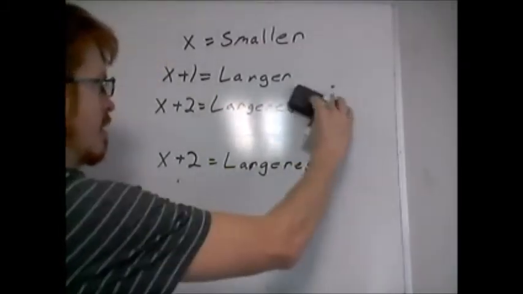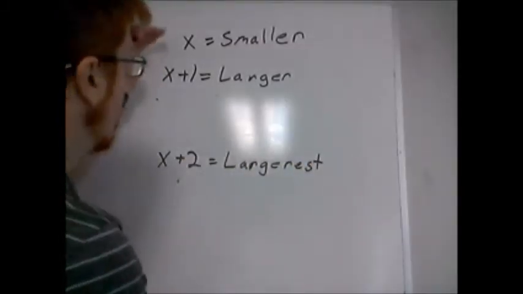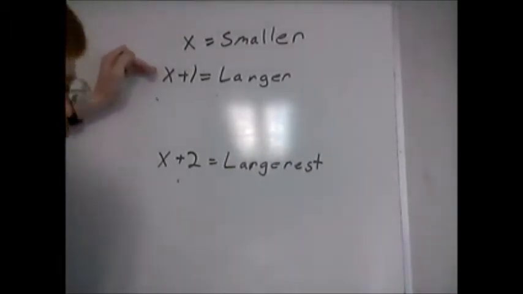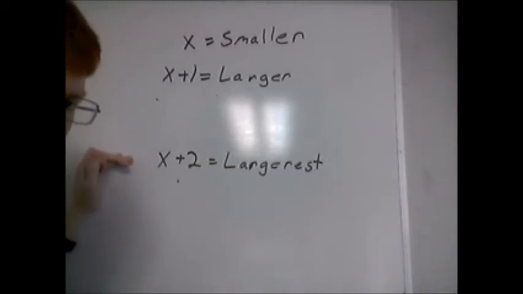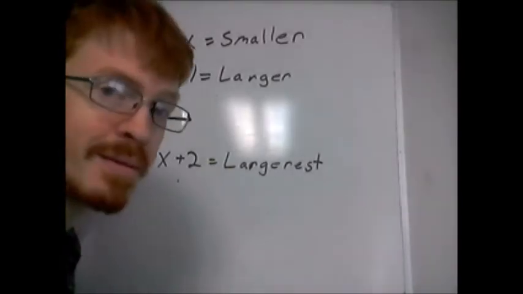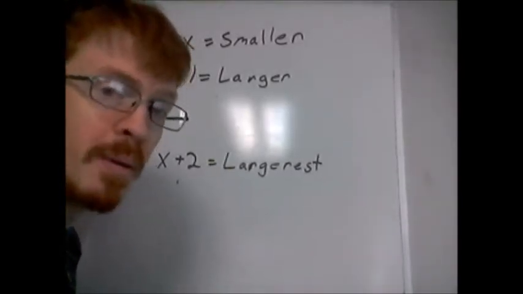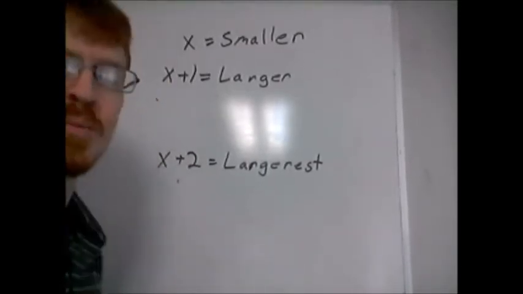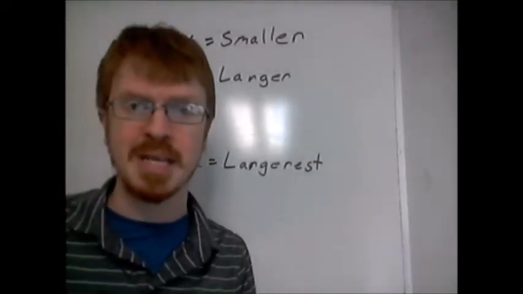So the smaller one is simply the integer you're looking for. The larger one is x plus 1. The largerest one is x plus 2. Yes, I'm well aware that's not an actual word, but that's okay because you're not here to judge me for it. And so we go through here and are able to figure that out. That's how you do it.